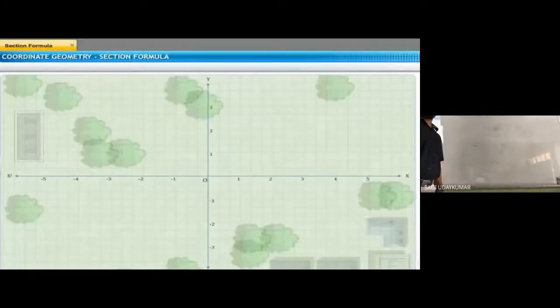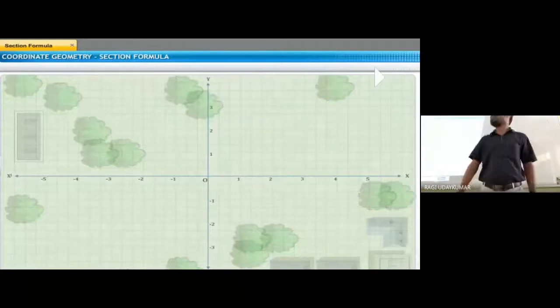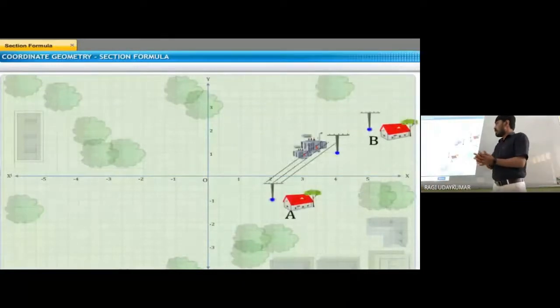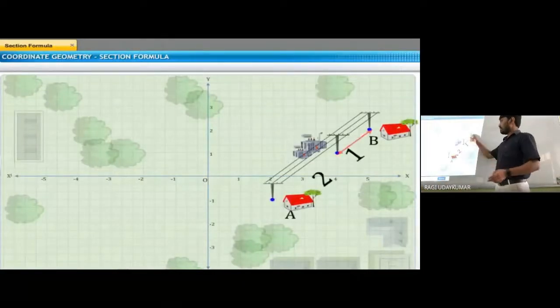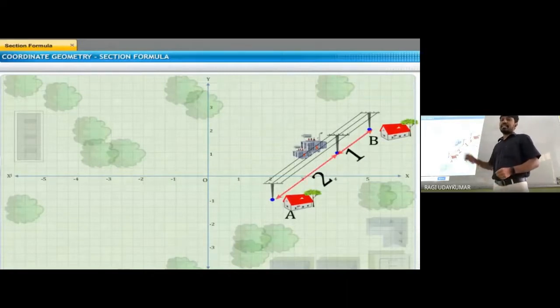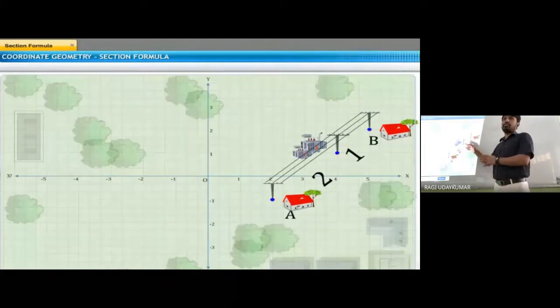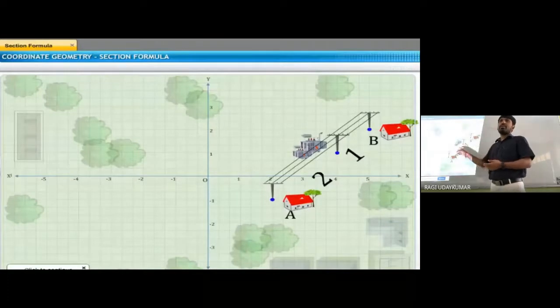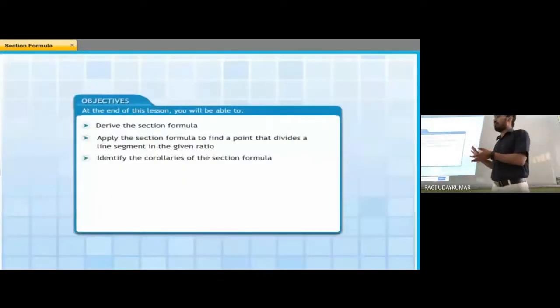So, the section formula. In the section formula, first let us see here. When you take one line and there is one point in between, that point is dividing this line segment in some ratio. The ratio will be given to you here. 2:1 is given, a 2:1 ratio. So these types of problems we are going to solve here in the section formula.